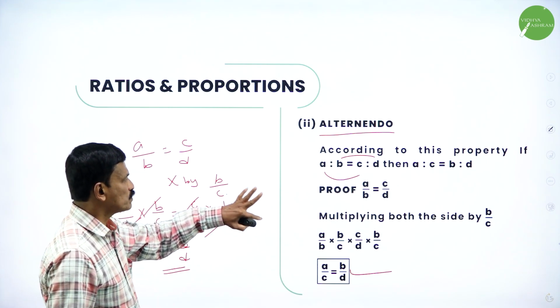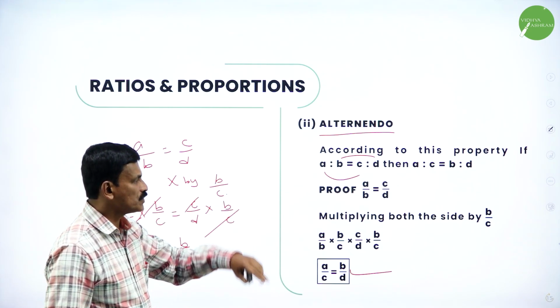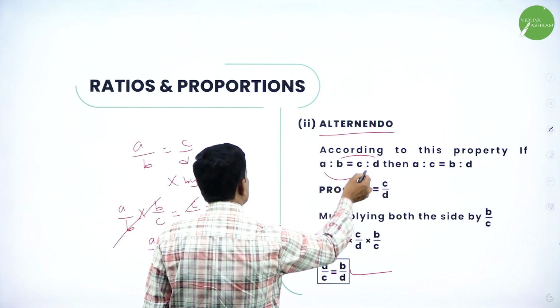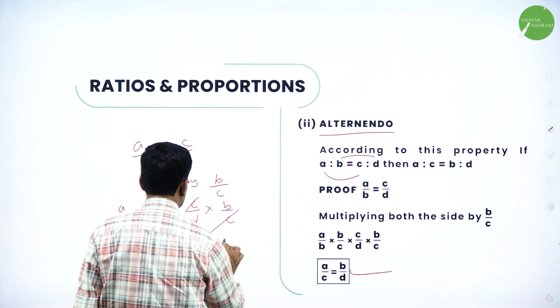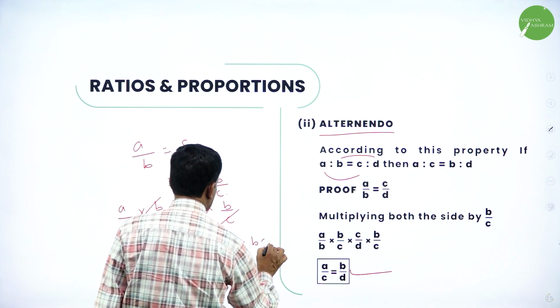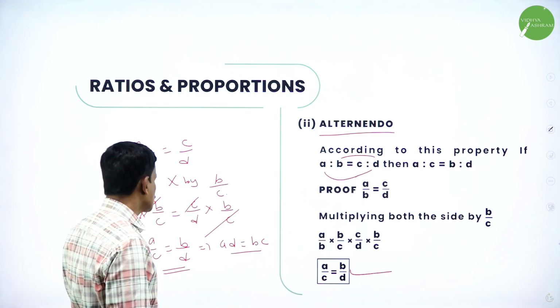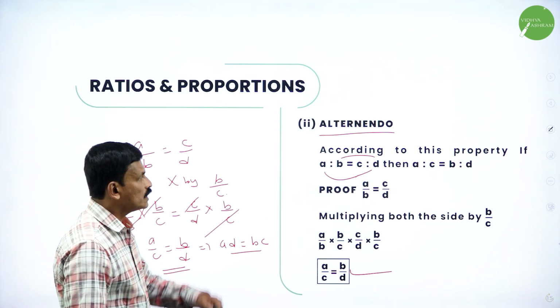So, according to this property, if A is to B is equal to C is to D, then multiply by C, A into C, which implies what you will get? A into D is equal to B into C. That is, A is to C is equal to B is to D. That's it. This is called alternendo.